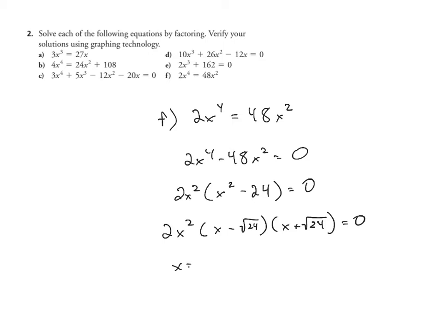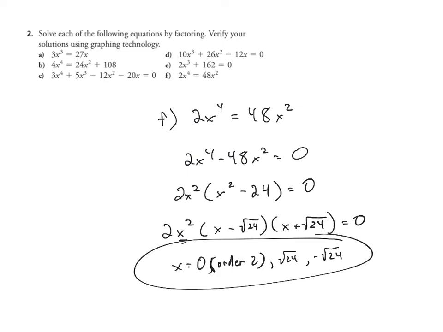So x equals 0 from here. And 0 is of order 2. There are 2 of them. Comma root 24, comma negative root 24. There you go.